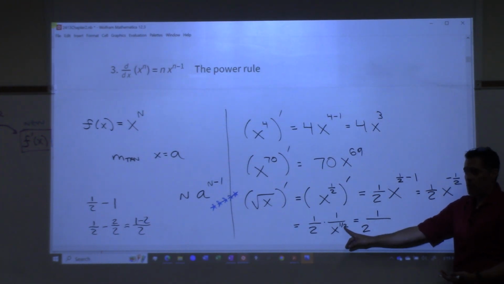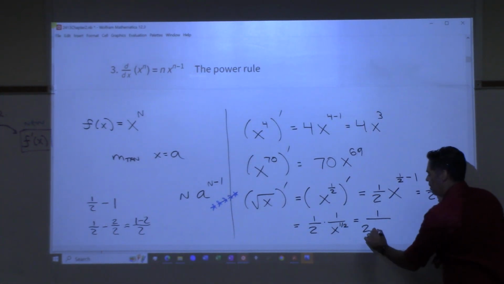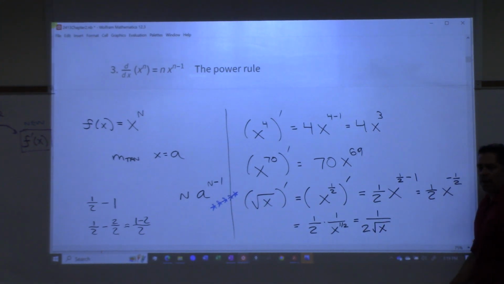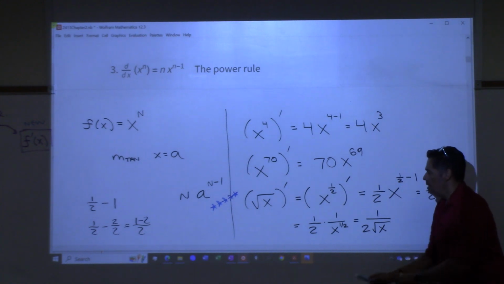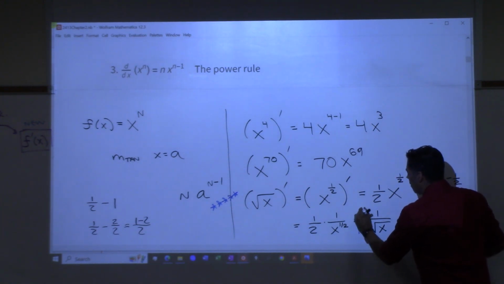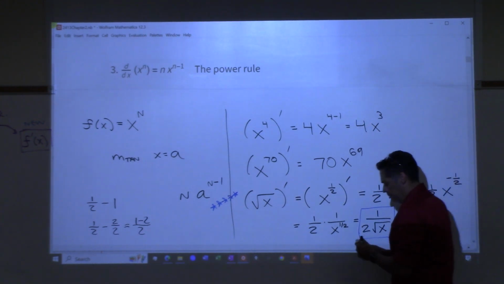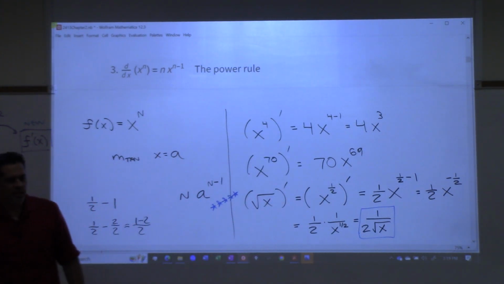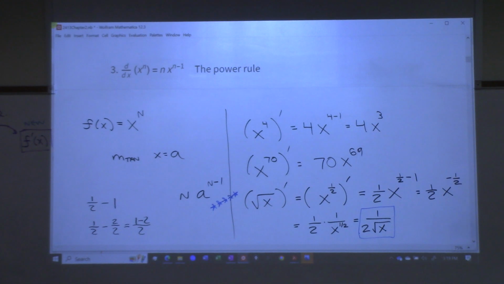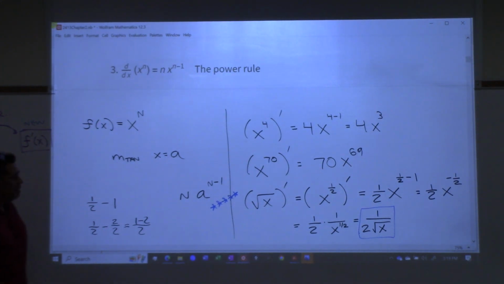Isn't x to the positive 1/2 the root of x? So I get 1 over 2 root x, right? I strongly urge you, implore, is that a word? Yeah, implore? Is that the right word for what I'm trying to say? I implore you to try and memorize that derivative, because I'm going to use it a ton in this class, and you'll use it a ton in Cal 2 as well.